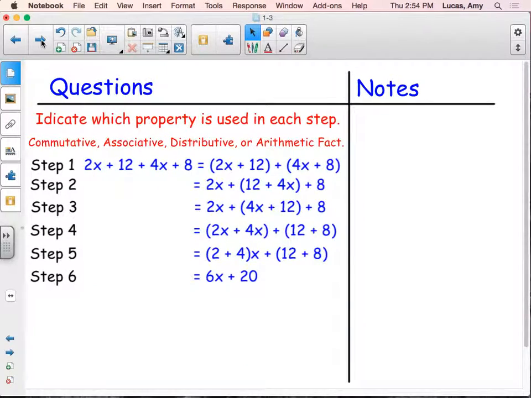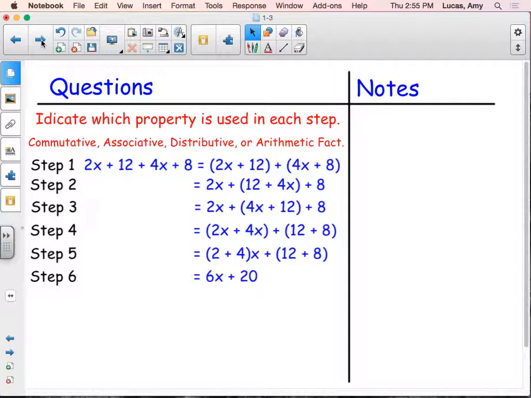Okay, this next page. This is where it might get a little tricky for you. We've got an equation written, and it's split into 6 different steps. Step 1 is just our starting step. And then on each of the additional steps, we're going to look for what's changed, and we're going to figure out what property was used.